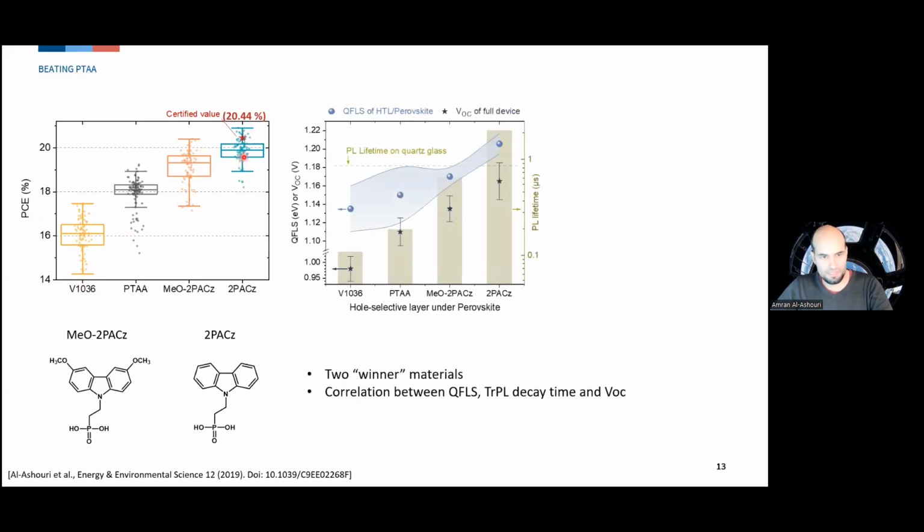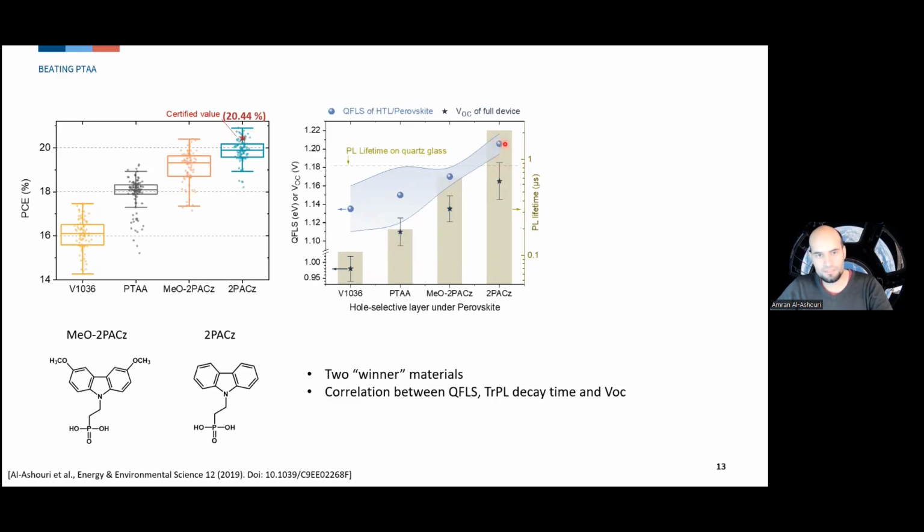And what stood out is that everything correlated nicely. So every measurement you did, be it energetics or photoluminescence, as summarized here, it correlated to device performance. So here, hole-selective layer, and then the stars are the reached VOC values. The bars are TRPL decay times, and the blue spheres are quasi-Fermi level splittings, so basically a measure of the photoluminescence quantum yield. And everything correlates.